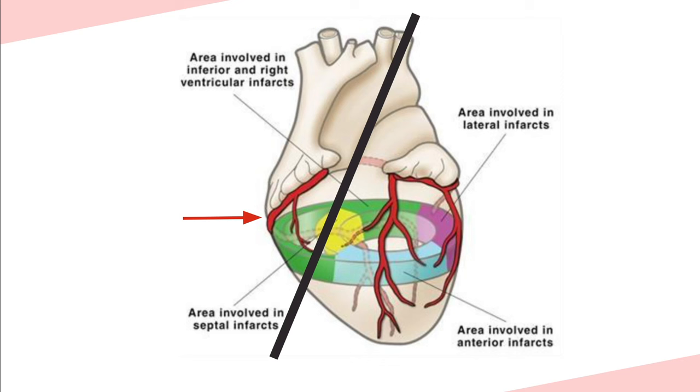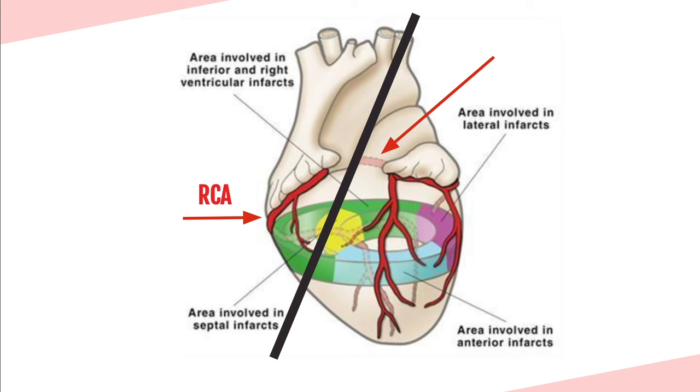Well, I don't know. It's some artery in the heart. Well, which side of the heart is it on? I guess it's on the right side of the heart, right? Remember, we're looking at it straight on. So if this artery is on the right side of the heart, well, it has to be either the right or the left coronary artery. It has to be the right coronary artery. That is our RCA.